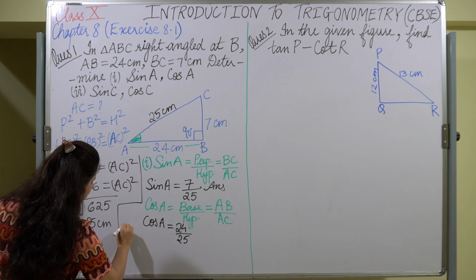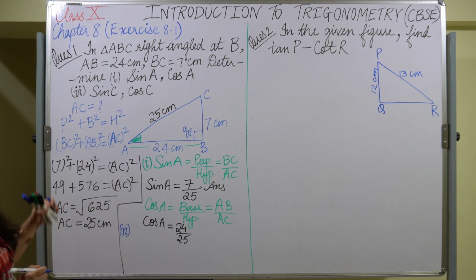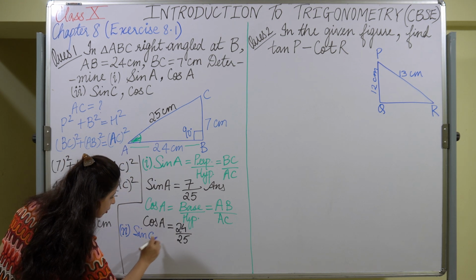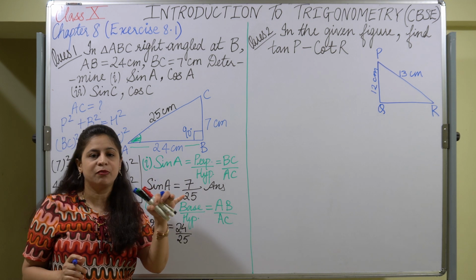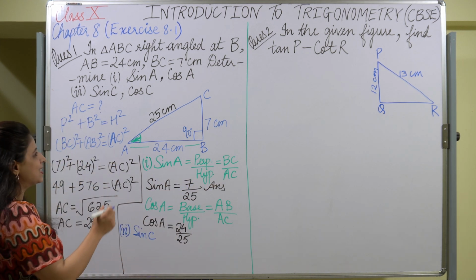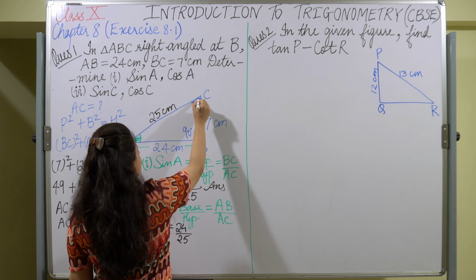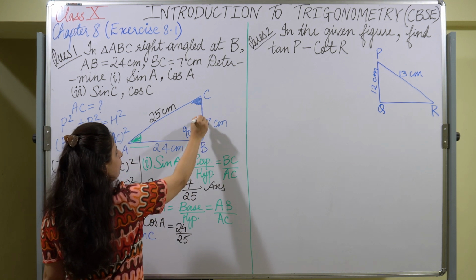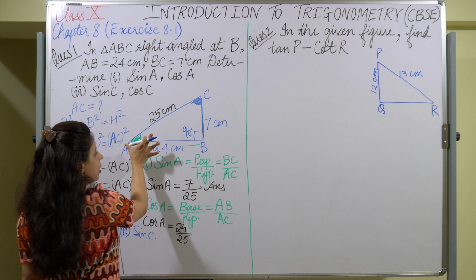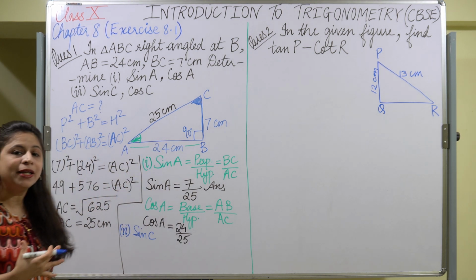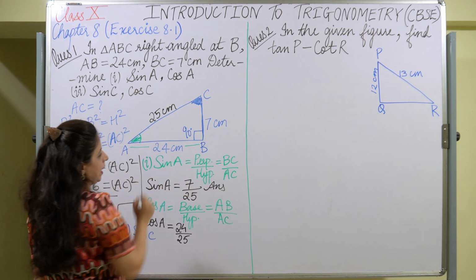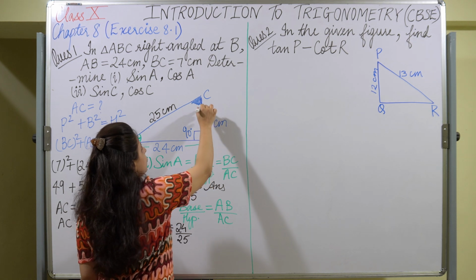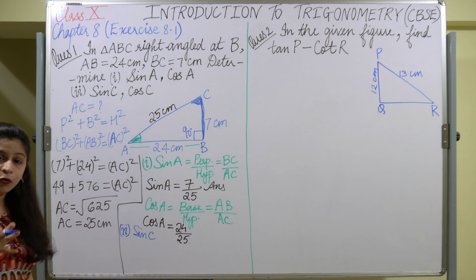Let us start with the second part now. In the second part, we are asked to find the value of sin C and cos C. So for sin C, the formula remains the same. Sin is always given by perpendicular upon hypotenuse. Now sin C, C is here. For angle C, the side adjacent is BC and this forms my base, and the side opposite to it forms the perpendicular or the opposite side.